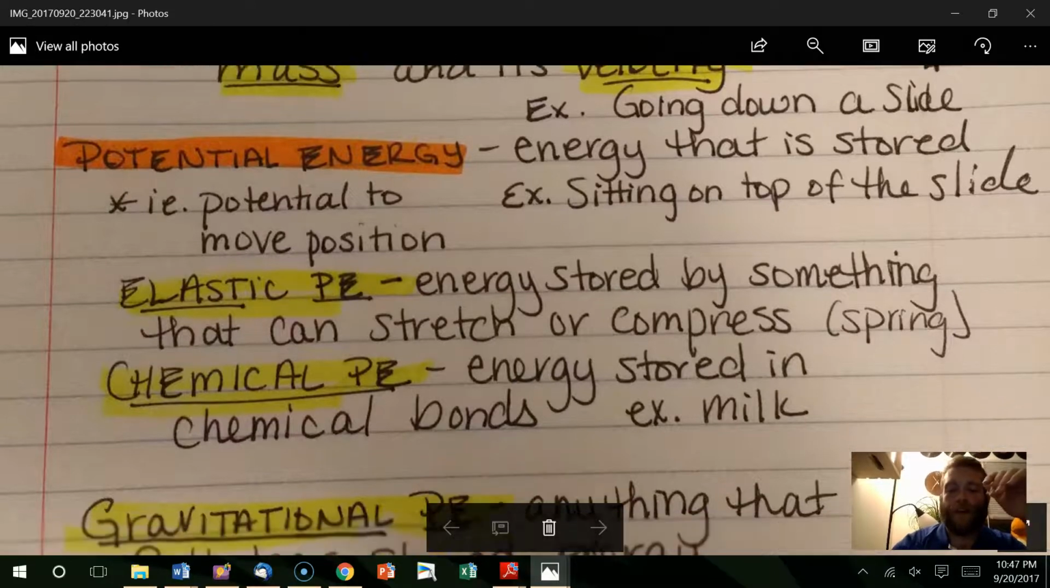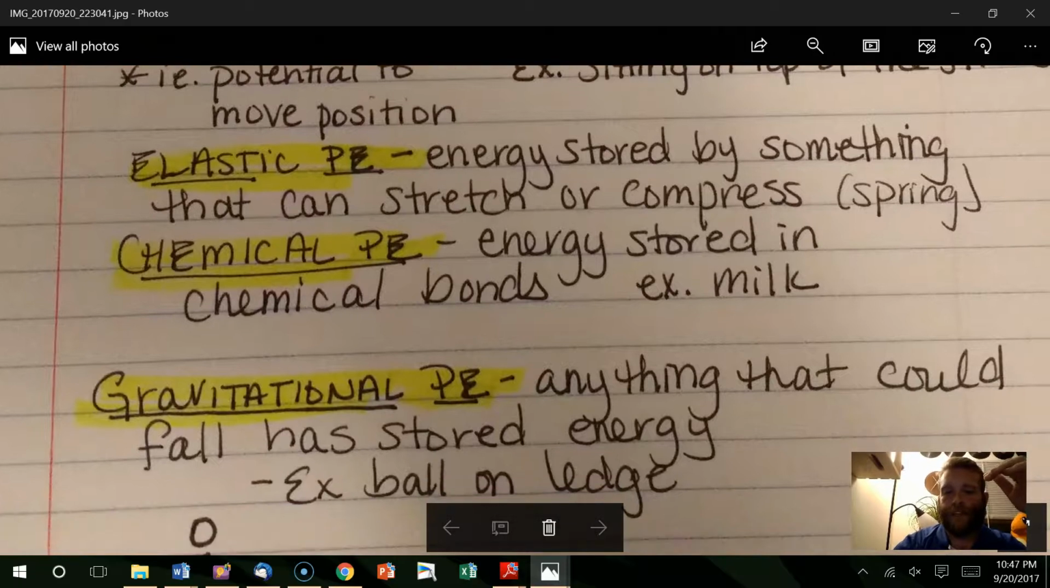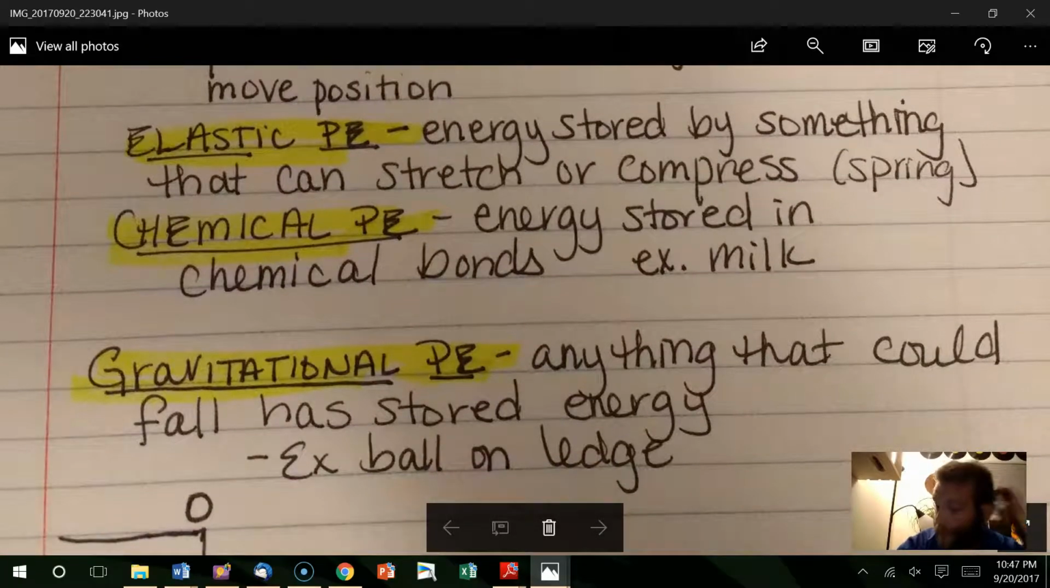Okay. So there are different types of potential energy that you are going to see and we are going to talk about throughout the semester. Okay, one of those types is called elastic potential energy. Okay, so an object that is stretchable or movable, right, is going to store kinetic energy.